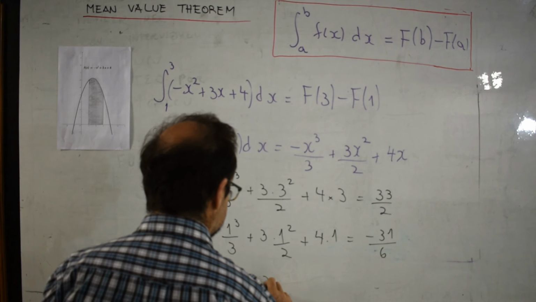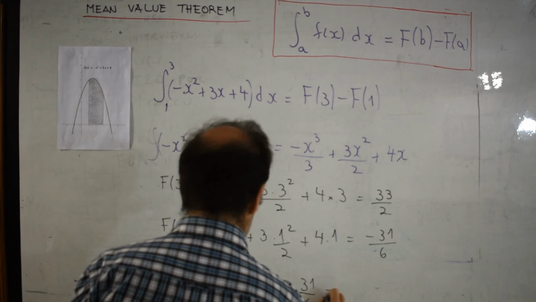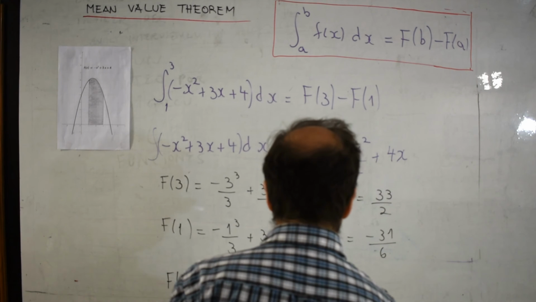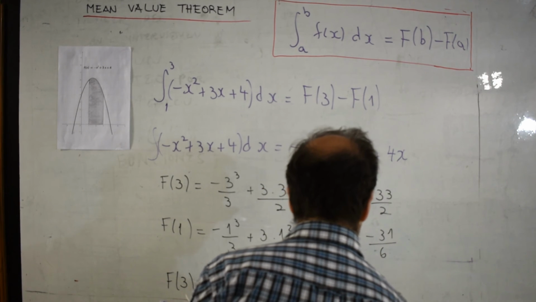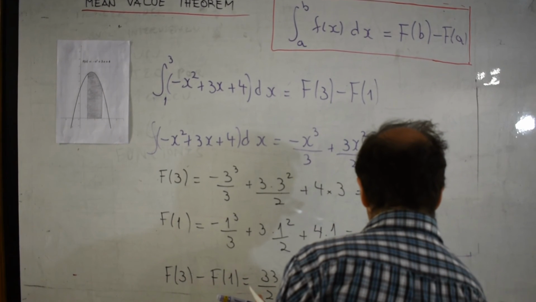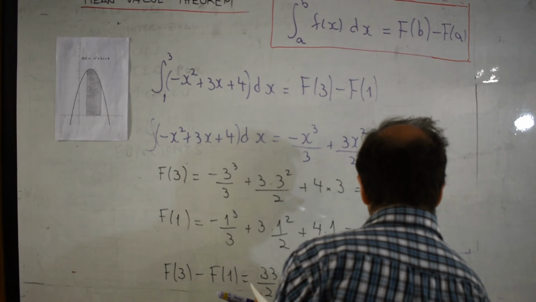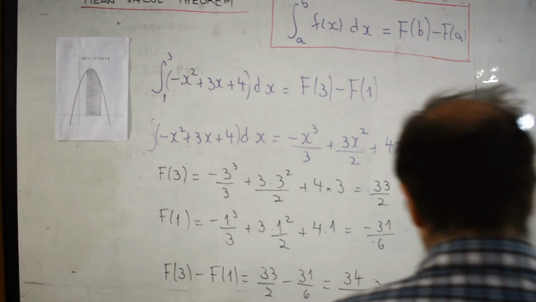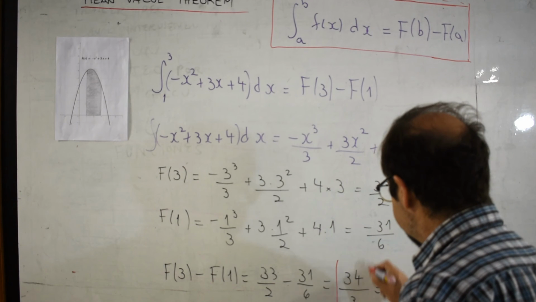It is 33 halves minus 31 sixths. And that's going to give us 34 thirds, which is approximately 11.3 repeating, which was close to the value we first estimated with the students at the beginning of the lesson. But this is the exact value of the area.